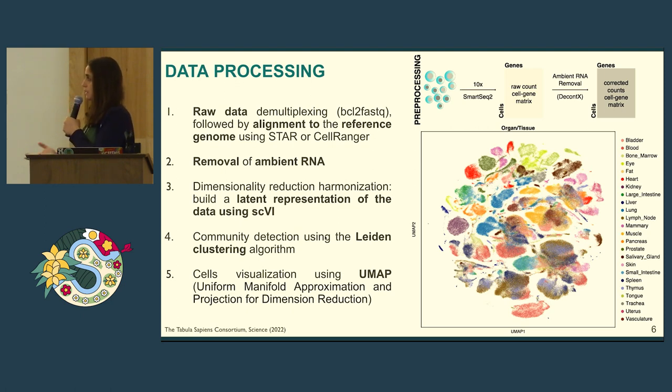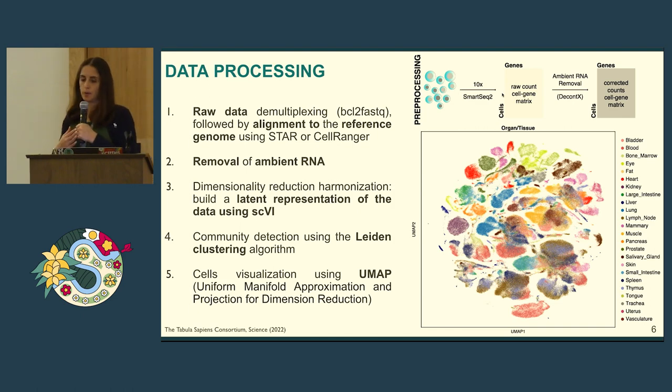So this is the overall summary, but in terms of processing the data in the background, I think most of it is tools that are going to be familiar to this audience. We start by processing the data. After it comes out of the sequencer, the data is demultiplexed. It then gets aligned to a reference genome using STAR or Cell Ranger, depending on the method that we use. We then get a raw count cell gene matrix on which we perform ambient RNA removal with DecontX. And then we do dimensionality reduction and harmonization.